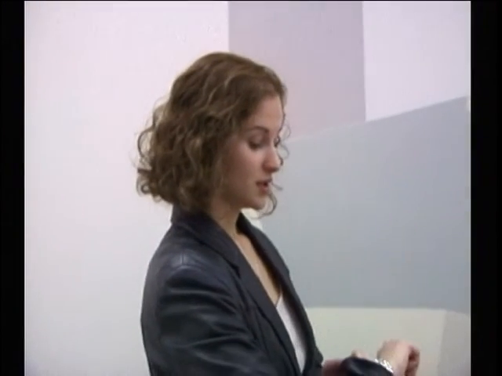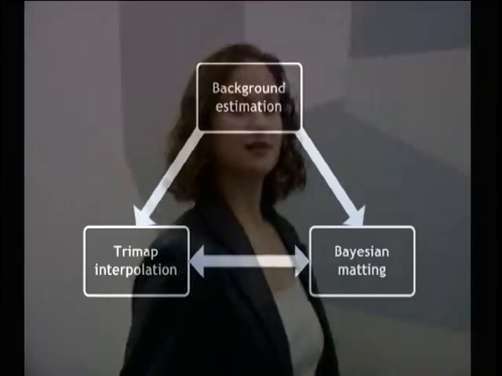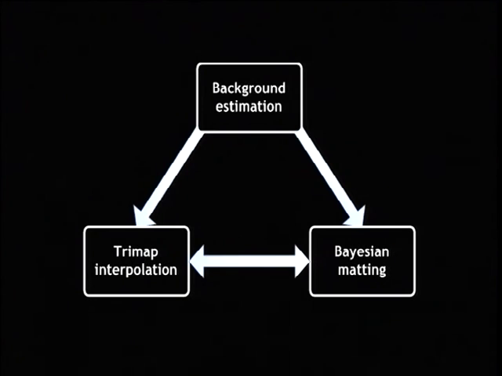In this paper, we introduce video matting, which extends still image matting techniques to moving images, such as this sequence. Our system is composed of three main components. Trimap interpolation computes a trimap for every frame in the sequence. Bayesian matting computes an alpha estimate. Finally, when possible, we reconstruct a background to improve our results. We first show the process of trimap interpolation.